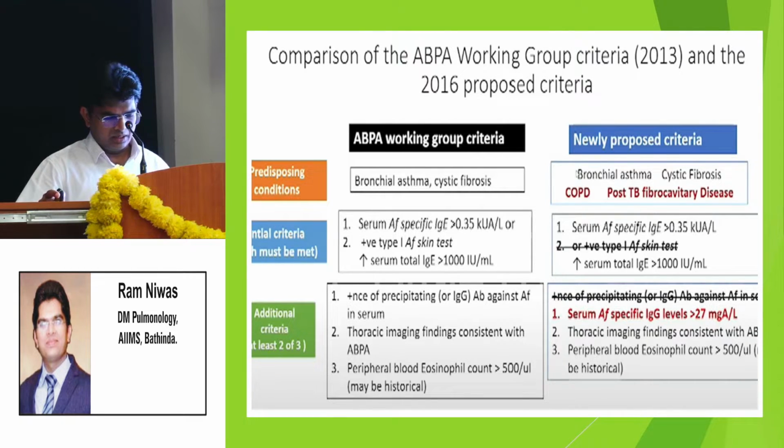Next is essential criteria. In essential criteria, there are 2 immunological tests that must be present. Serum IgE specific to Aspergillus more than 0.35, and increase in serum total IgE more than 1000. These 2 tests should be present, and the additional criteria have 3 points. Serum IgG specific to Aspergillus more than 27, thoracic imaging consistent with ABPA, and peripheral blood eosinophilia more than 500.